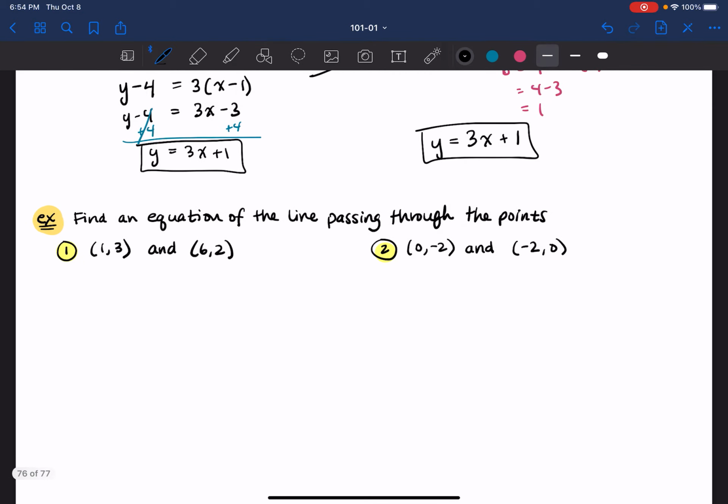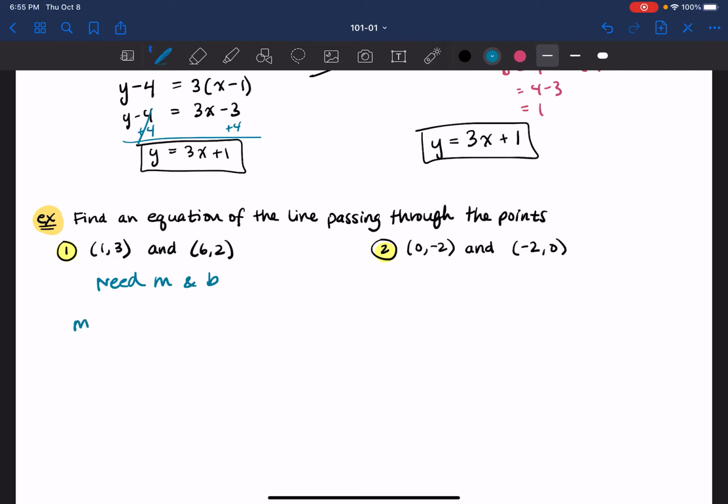So here, we would like to find an equation of the line passing through the points. Okay, so here we don't have m and a point. Here we just have 2 points. But it still stands that we still need m and b. Okay, so that will not be different. So we still need m and b.